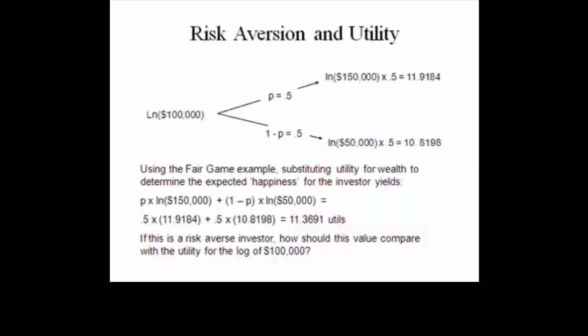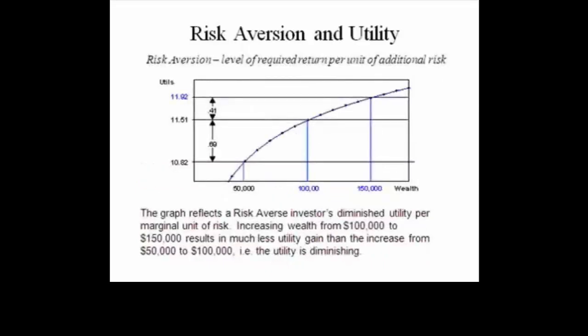11.3691. Now, slide 1 stated that for a risk-averse investor, the midpoint of any line that connects 2 points on the curve must have a lower y value, or utility, than would be found by using the function. If the midpoint on the line connecting the log of 50,000 and 150,000 is 11.3691, what would you expect the utility of $100,000 to be for a risk-averse investor? If you guessed higher, you would be correct.